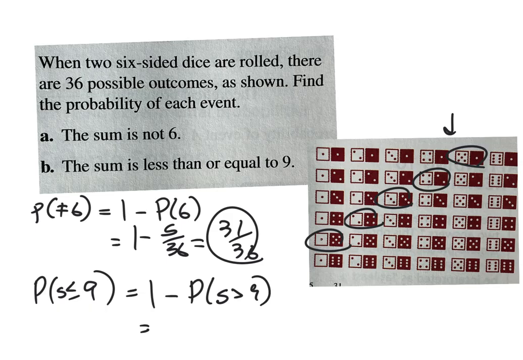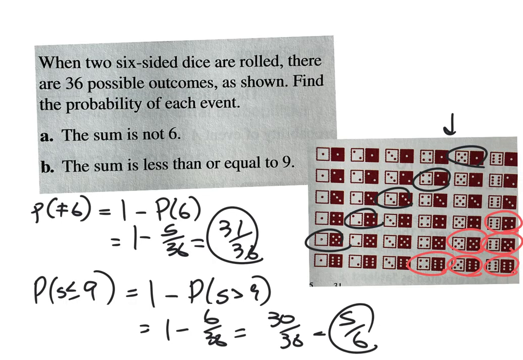Okay, so greater than 9, I'm going to change colors here. Greater than 9 would be, let's see here. There's 1, there's 1, there's 1, there's 1, there's 1, there's 1. Those are all the ones greater than 9. Looks like there are 6 of them. So I'll get 1 minus 6 out of 36. Remember, 1 is 36 out of 36, minus 6 is 30 out of 36, which reduces to a 5 out of 6 chance that you get something less than or equal to 9.